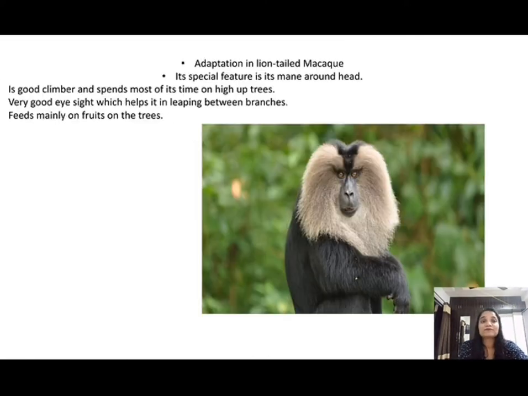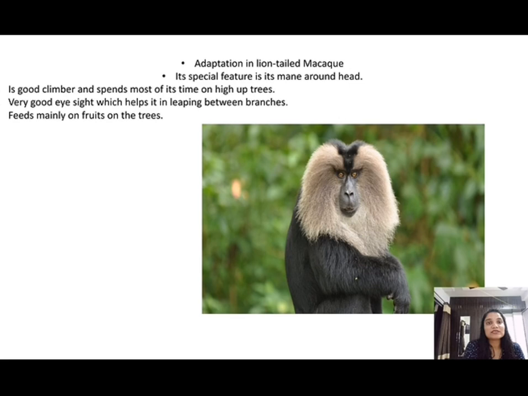Next is the lion-tailed macaque, the last animal of the chapter. This is its special feature: a mane around the face, with silver-white hair all over. That's why it is called the macaque, and it is also called the mane. Now what are the specific features? It is the same as the monkey. This is the special feature, and the rest are all the same.